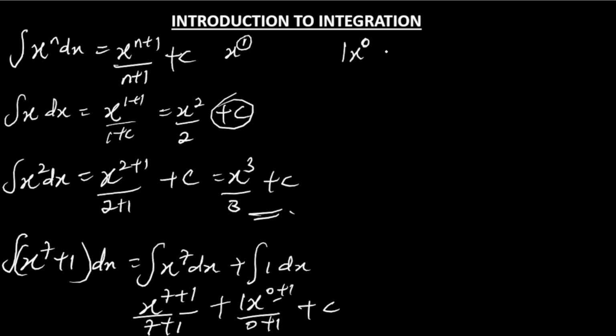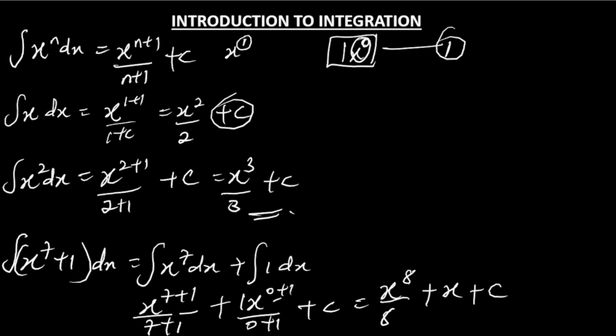Writing 1 like this still implies that it is 1, because anything raised to the power of 0 is 1. I hope you understand. So 1 times 1 is still the same as 1. That is, this will be x raised to the power of 8 divided by 8, plus x, plus c. Whenever you're integrating a constant, it will give you x. So this is what you actually need to know, the general things about this.